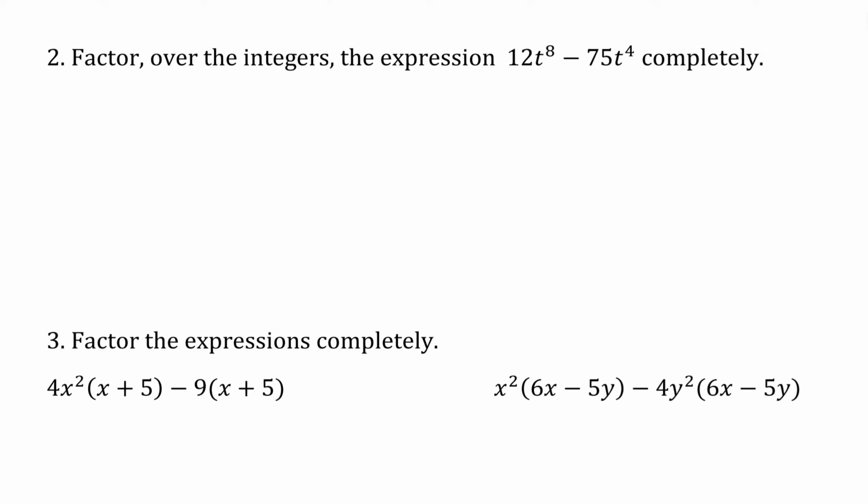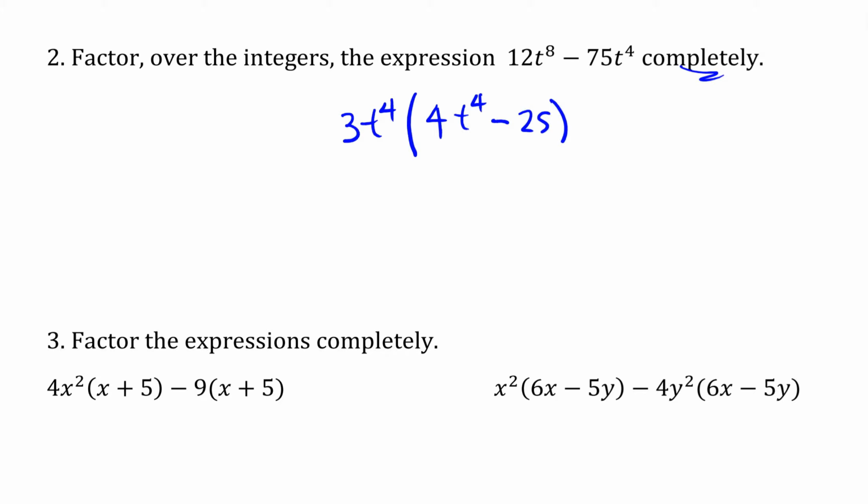So if I take out a 3 by kind of like undistributing or using the GCF, and our variables always have a GCF of whatever the smaller variable is. So if I look at t to the 8th and t to the 4th, well, t to the 4th is my common term there. So if I divide out, I'm left with 4 t to the 4th minus 25.